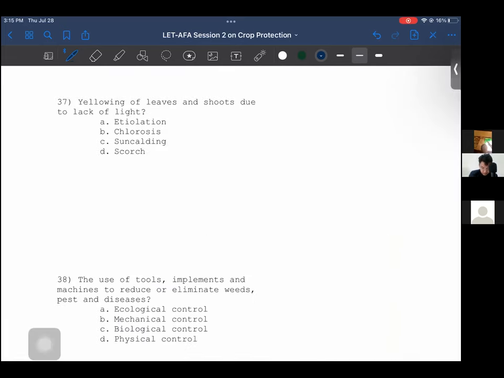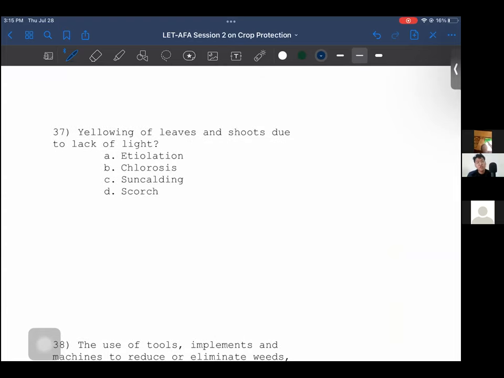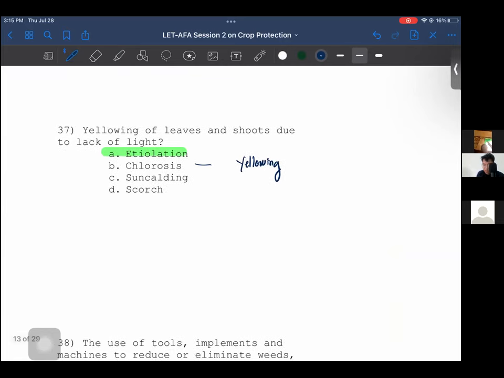Okay. Let's go here. Number 37. Yellowing of leaves and shoots due to lack of light. Okay, so the answer for this is letter A. There is a similar term associated with yellowing, which is letter B. This is also yellowing, chlorosis. But chlorosis happens not because of the lack of light. Chlorosis happens due to environmental factors and diseases.